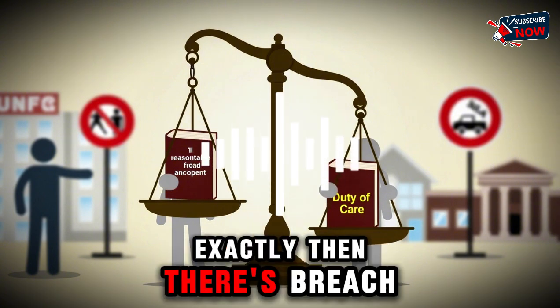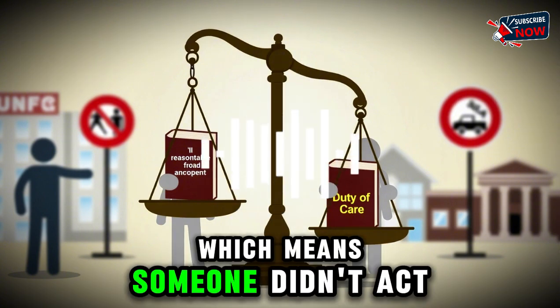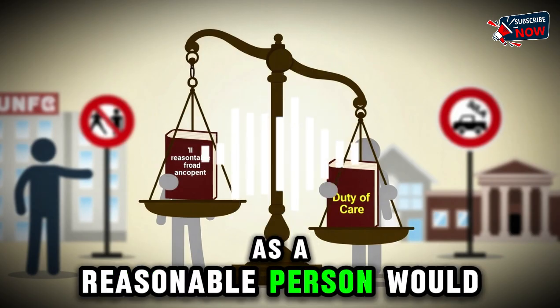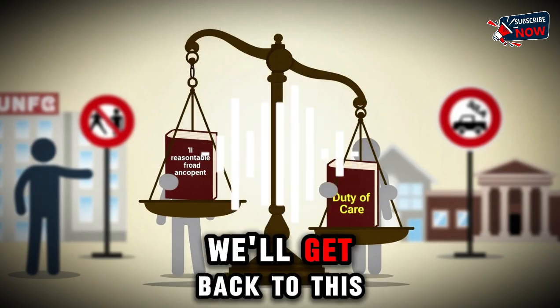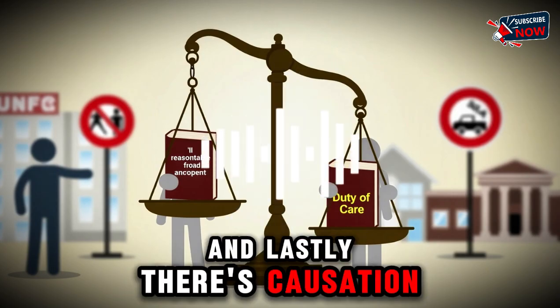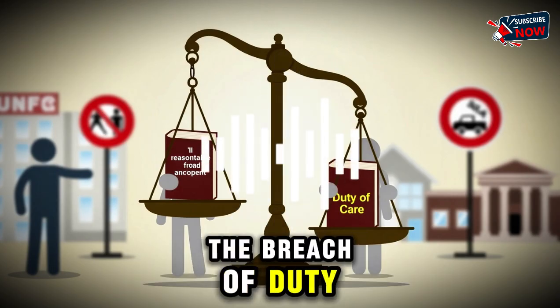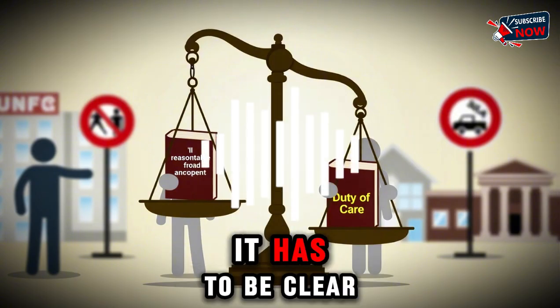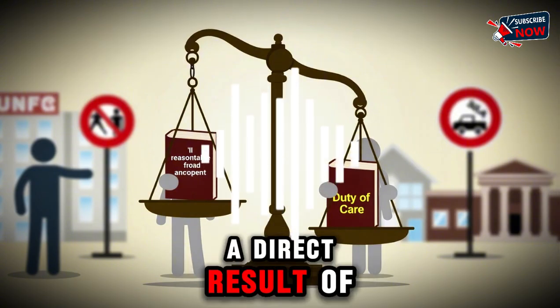Exactly. Then there's breach of duty, which means someone didn't act as carefully as a reasonable person would in the same situation. We'll get back to this reasonable person, which is a fascinating concept. And lastly, there's causation. So the link between the breach of duty and the actual harm, it has to be clear that the harm was a direct result of the negligence.